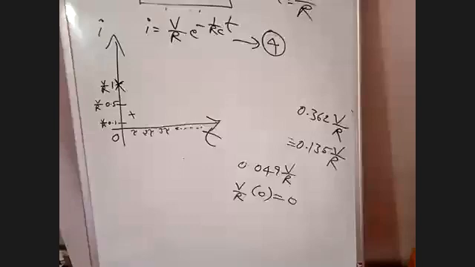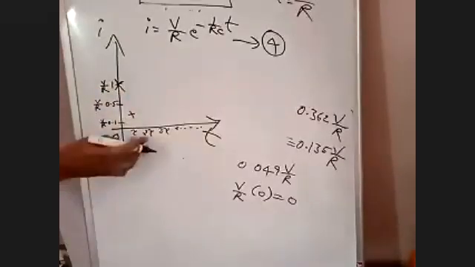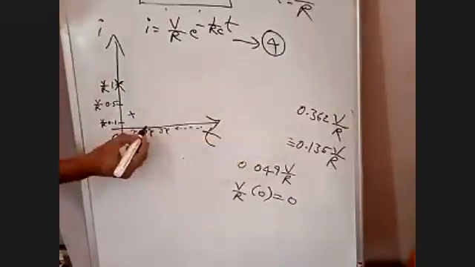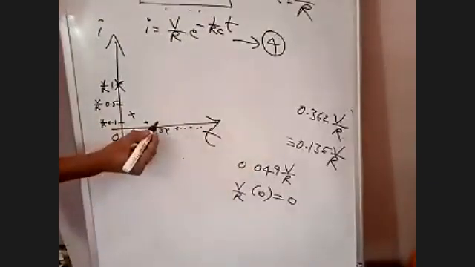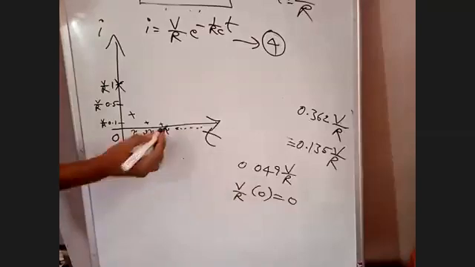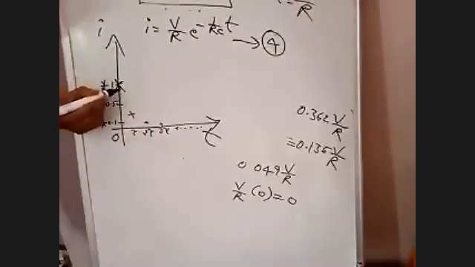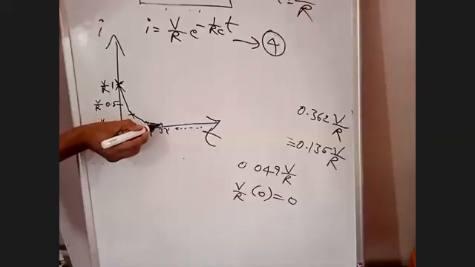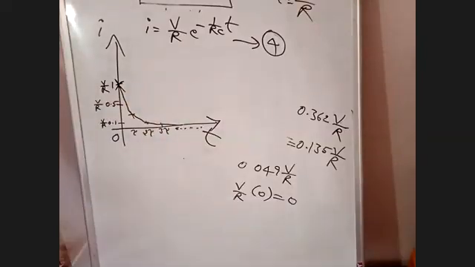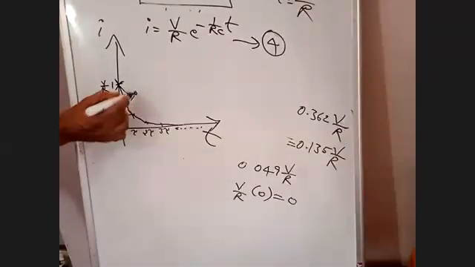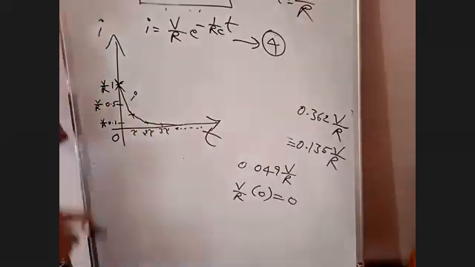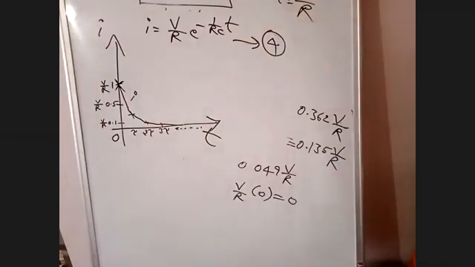Here it is. At 2 time constants, it is 0.135. It is almost 0 at 3 time constants. At t is equal to infinity, it is 0. Now join all these points. Okay, at infinity also it is 0. This is the current curve. This is the current transient curve.